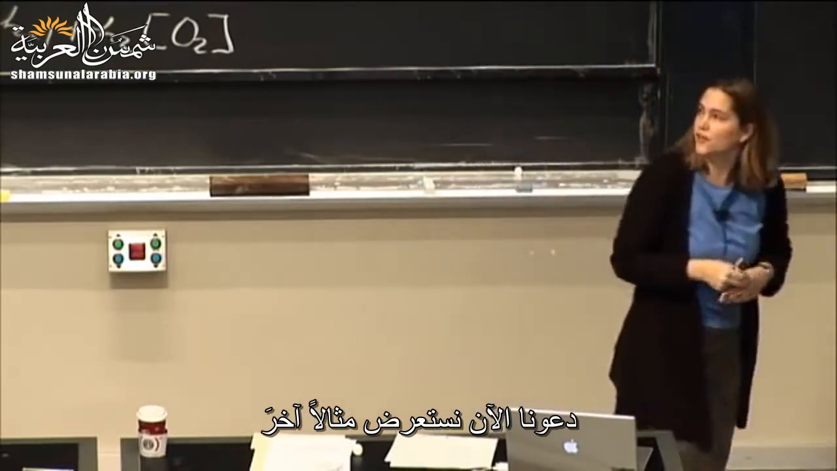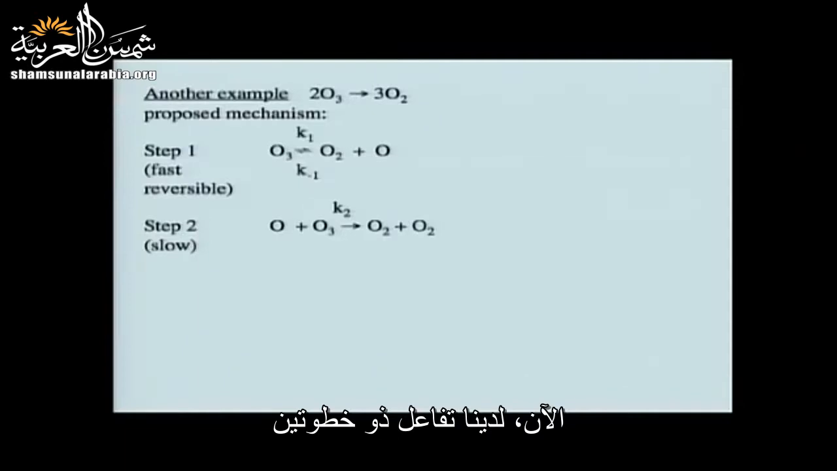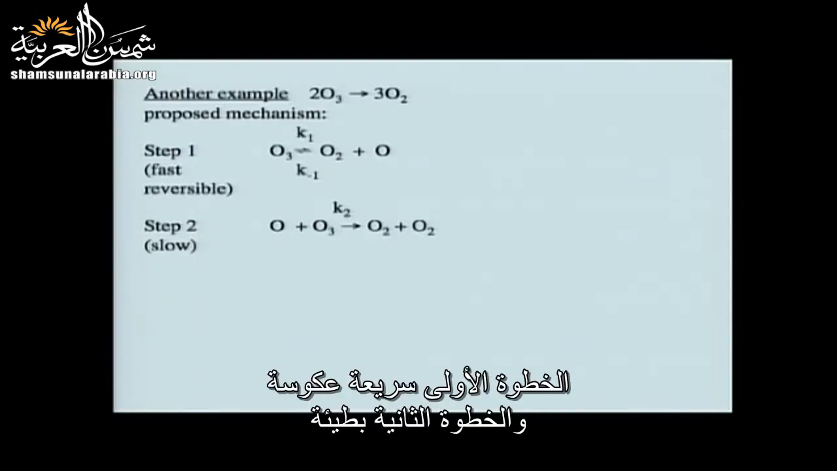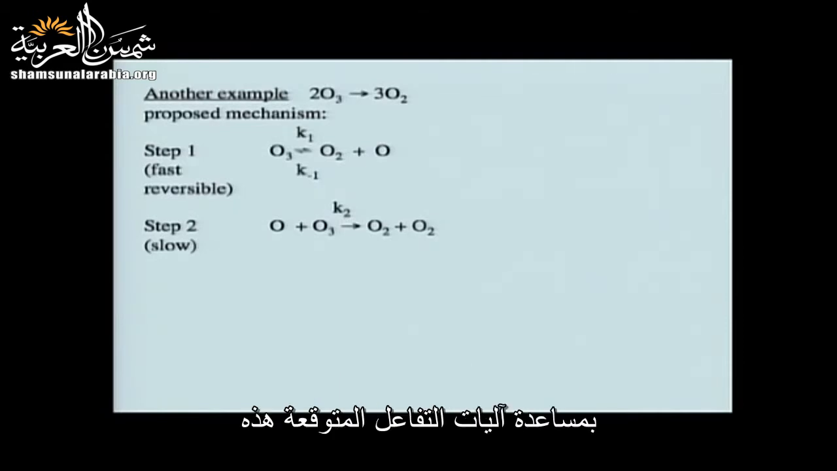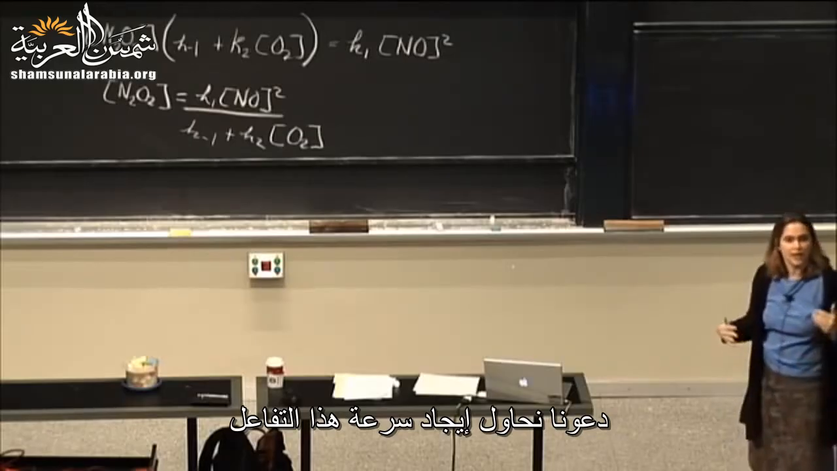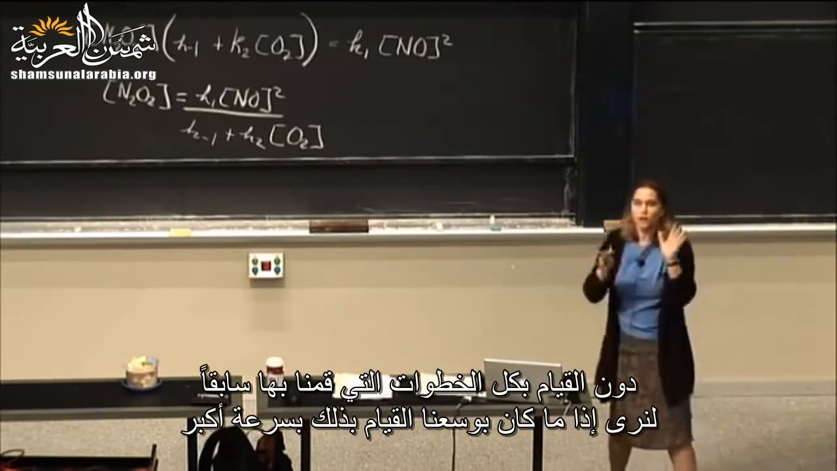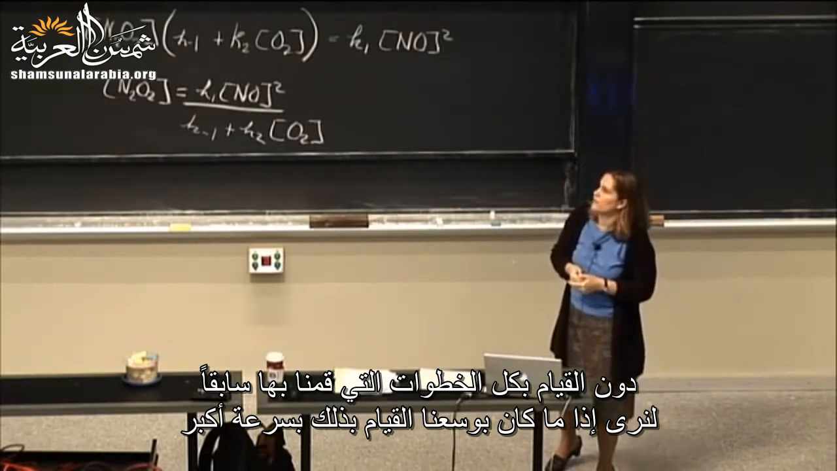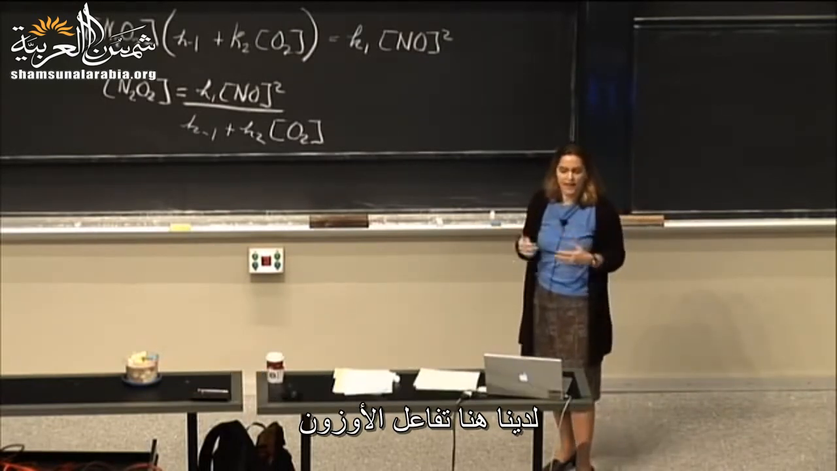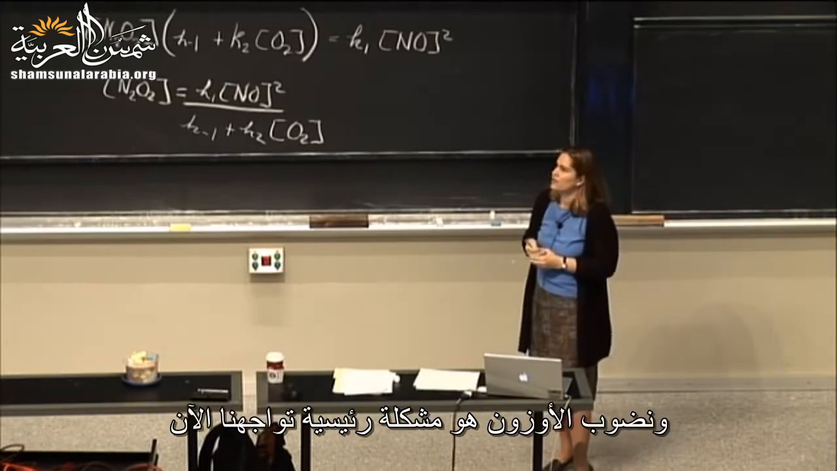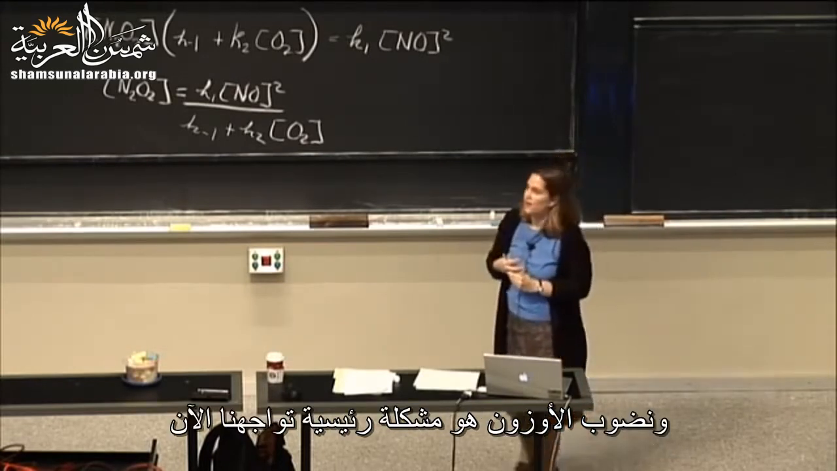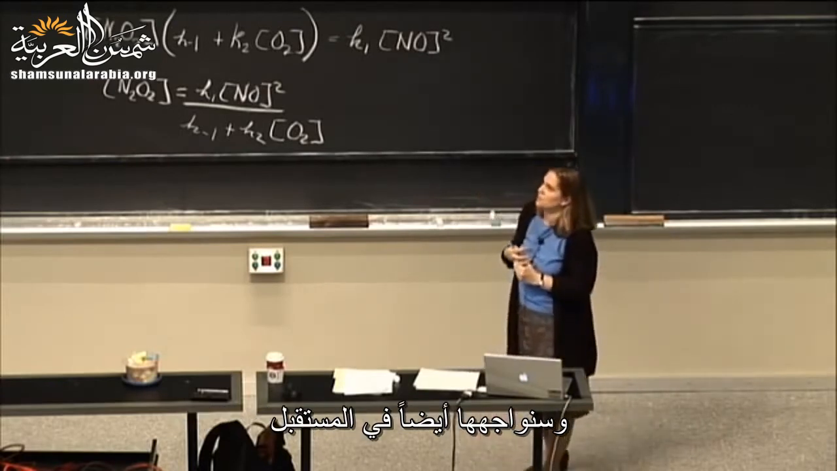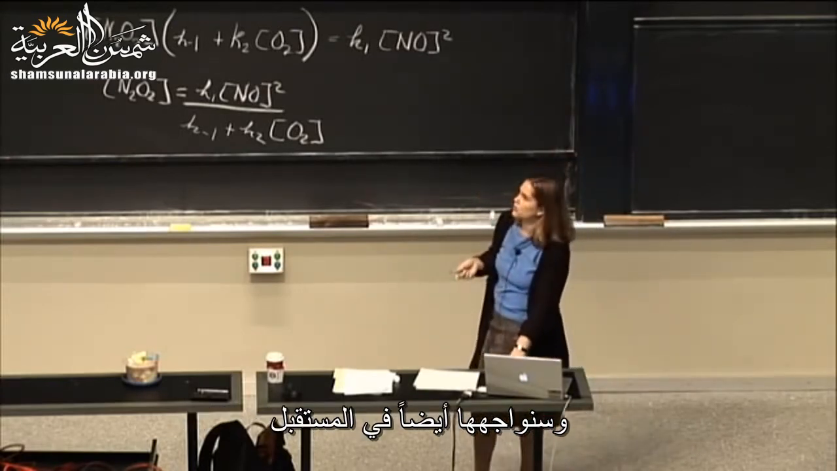All right, so let's look at another example now. And now we have, again, a two-step reaction. And the first step is fast and reversible, and the second step is slow. So with those predictions of the mechanism, let's just go right through and try to solve for the rate here without going through all of the steps we did the first time and see if we can do this more efficiently. And again, this is a reaction with ozone, and depletion of ozone is a major problem that will be facing us, that has faced us, and will continue to face us in the future.